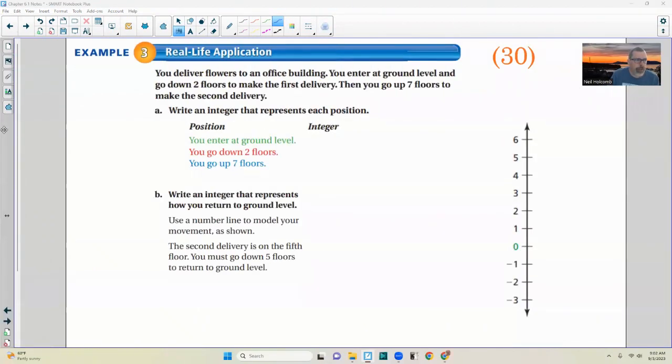Okay, example 3 is a real life application. Let me get my highlighter because I want to mark things. You deliver flowers to an office building. So you are a person who works for a flower shop and you're delivering flowers to an office building.